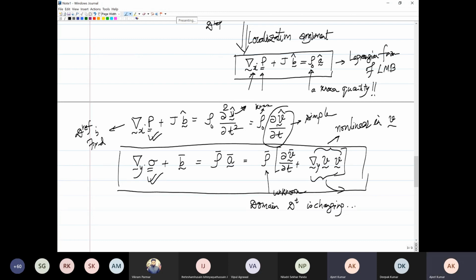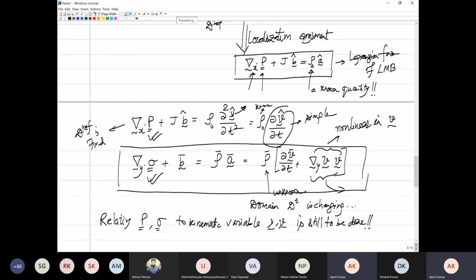And that relationship, relating p comma sigma to the kinematic variables, which are y and v, is still to be done, right?